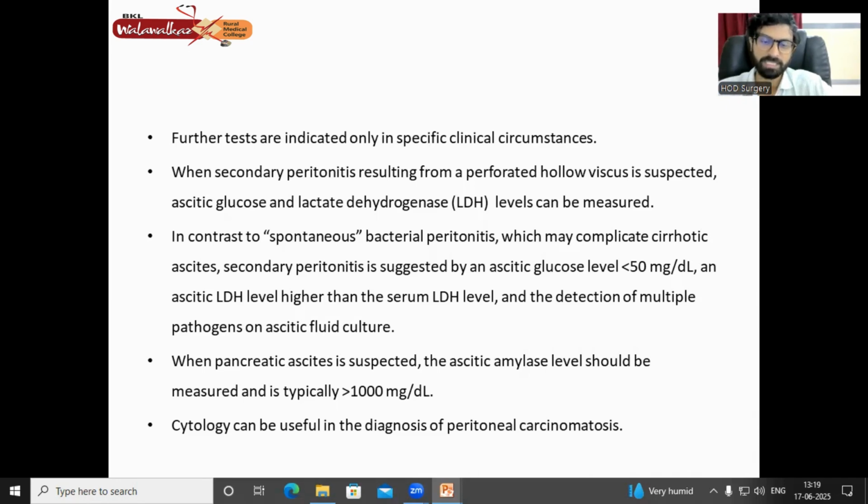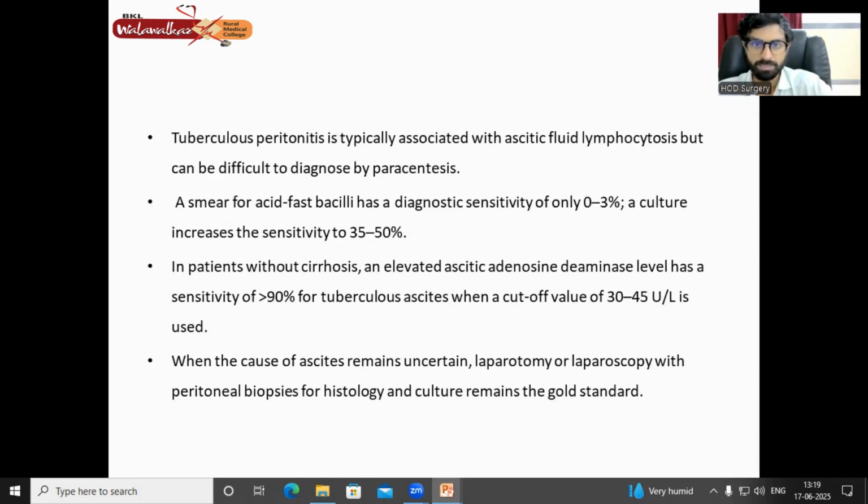When pancreatic ascites is suspected, the amylase level can be measured, which can be more than 1000 milligram per deciliter. Cytology can also be useful in diagnosis of peritoneal carcinomatosis. Tuberculous peritonitis presents with an ascitic fluid lymphocytosis, but it can be difficult to diagnose by paracentesis.